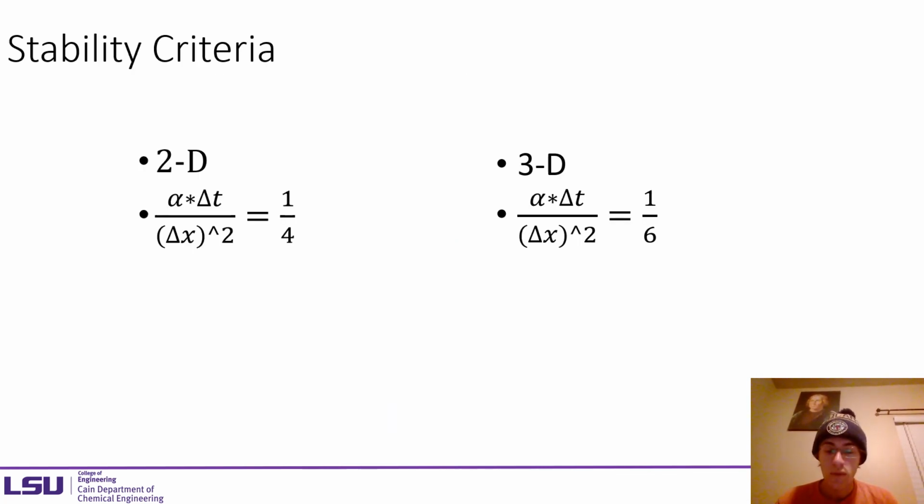Finally, we are also asked to determine the stability criteria for 2 and 3-dimensional flow, and we know that the criteria must be lower than the criteria for 1-dimensional flow, and this is to account for more directions of flow. This led me to find that for 2D the criteria is 1/4, and for 3D the criteria is equal to 1/6. Right, that's the end of my presentation.